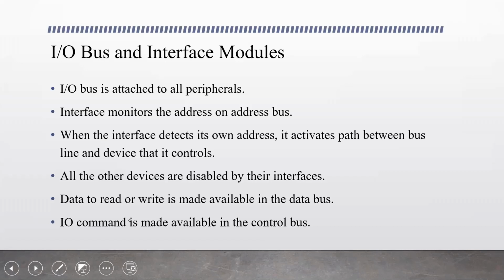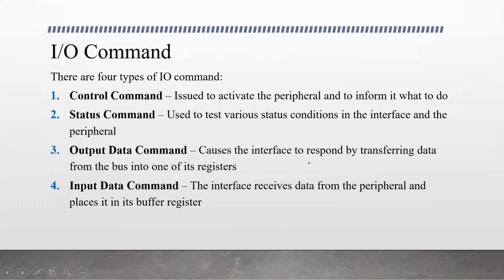Then the IO command is made available in the control bus. So what is this IO command? There are 4 types of IO command. The control command tells the peripheral what to do, what operation it has to perform. The status command is to check the status of the peripherals before performing some operation. Before reading or writing, the processor checks if the device is ready.